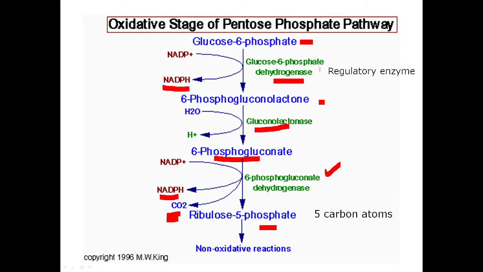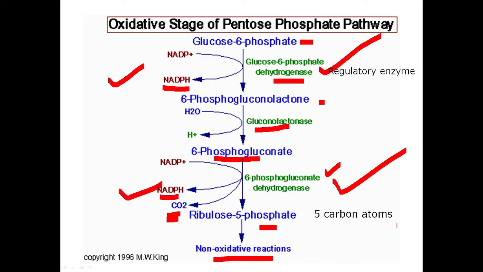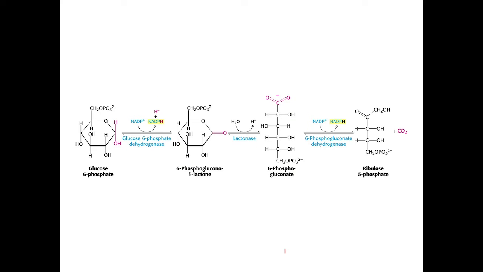So here we see here is a dehydrogenase and here is a dehydrogenase. Whenever there is a dehydrogenase, there is production of NADPH here and NADPH here, which is the reducing equivalent we want to see in our pentose phosphate pathway. So ribulose 5-phosphate can again undergo the non-oxidative reactions. Okay, so this is a 5-carbon sugar. From the 6-carbon glucose 6-phosphate, we got the 5-carbon sugar ribulose 5-phosphate, and next the non-oxidative reactions.